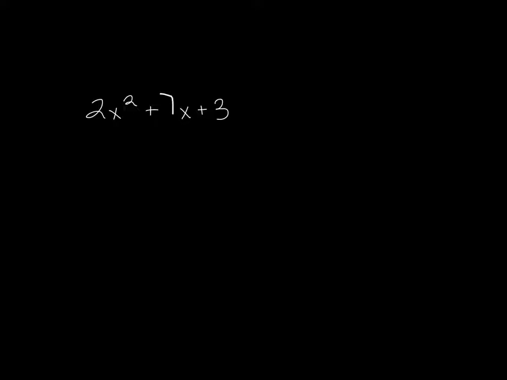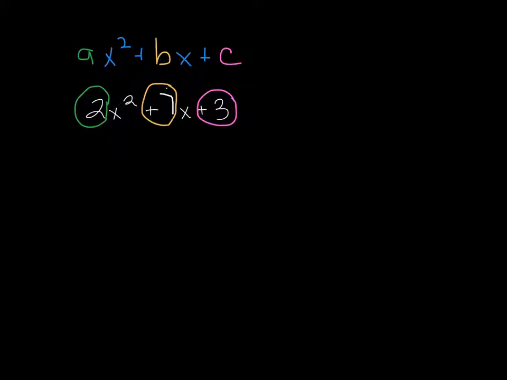Okay, the standard form of a trinomial is ax squared plus bx plus c. So in our example here, a is 2, positive 7 is b, and 3 is c. To factor this trinomial, we want to find the two binomials that can be multiplied together to give us this trinomial.